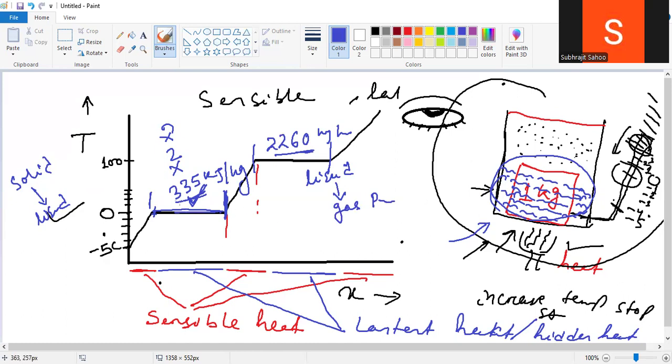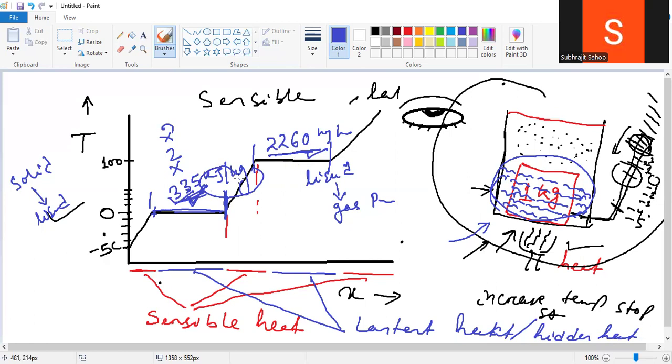Then this is called latent heat of ice. This is called latent heat of steam or water vapor, we can say. Latent heat of vapor is 2260. Latent heat of ice is 335. The unit is what? Kilojoule per kg. Right? Now observe.